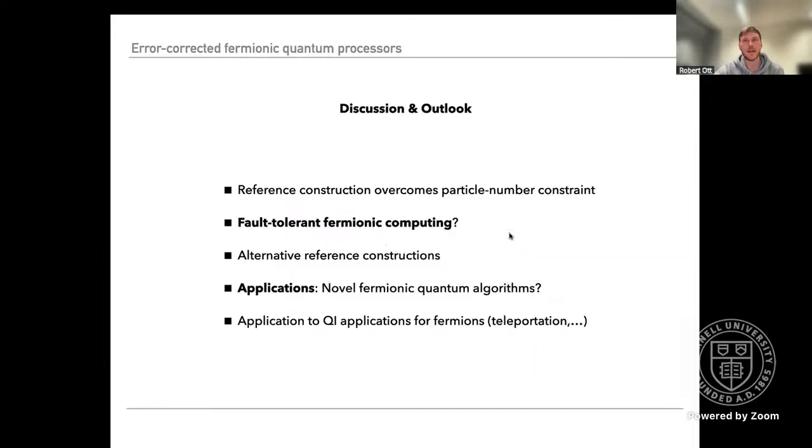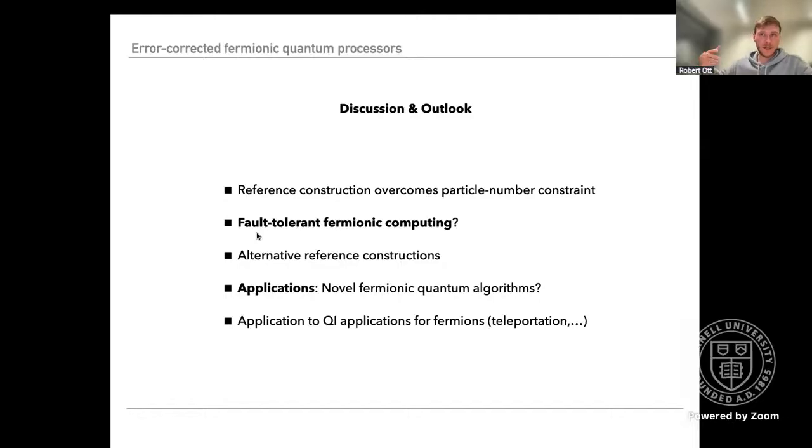Okay, with this, let me come to the end. I told you about this reference construction and how it overcomes this constraint of having particle numbers. And there's actually this big question about, can you realize a fault-tolerant computation with this? And this goes back to some of the questions that you asked. Okay, what happens if this reference is being manipulated?